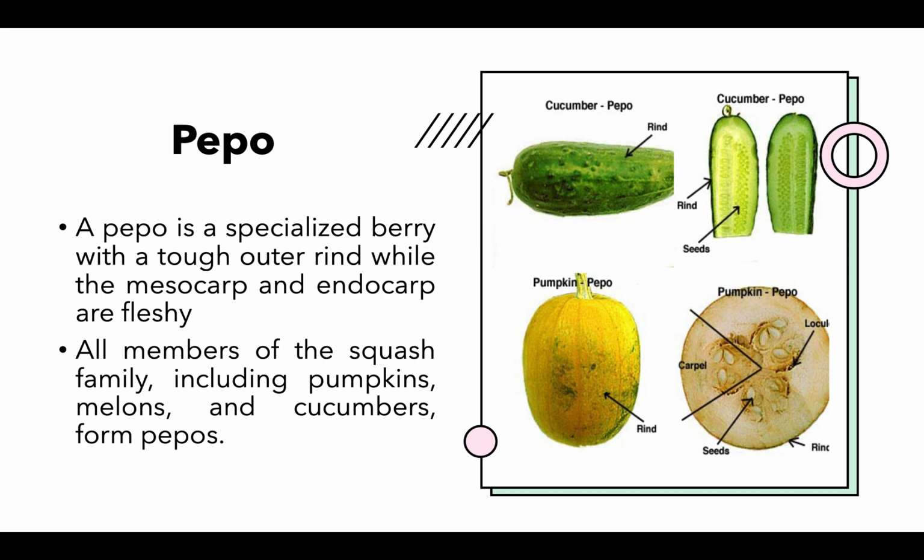The pepo is covered by a rind that is hard and thick. Below the rind, the rest of the ovary wall is soft and fleshy. The cucumber, the pumpkin, and watermelon are good examples of the pepo type of fruit.